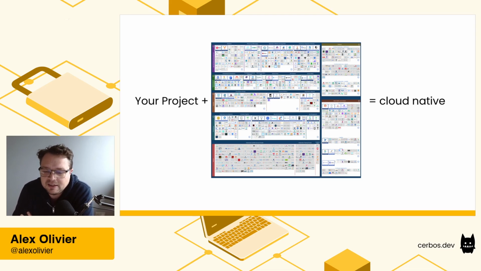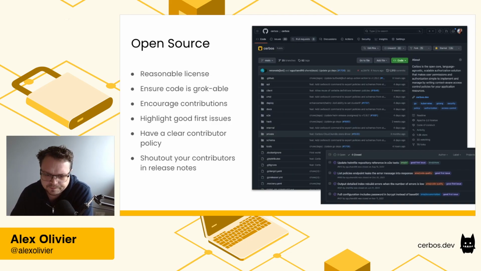Because you're going to need a CI solution, a logging solution, a metrics collection system, and a tracing system. Making sure that your project fits into and integrates with the wider ecosystem is really what I believe differentiates a good project from a great project when it comes to being inside of the cloud native ecosystem.